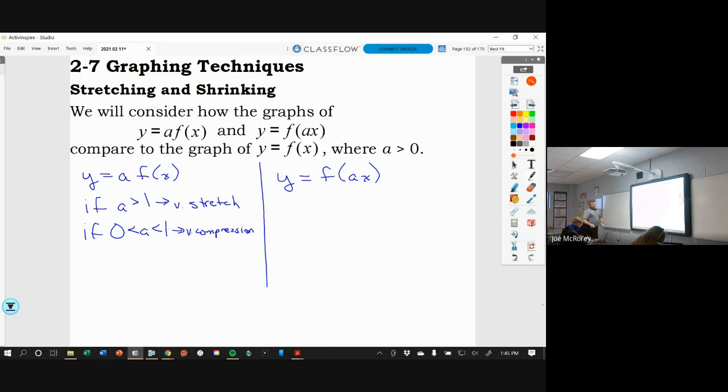So here, this is a weird thing. When you have a modification to a graph inside of a grouping symbol, like this is inside the parentheses, the change is actually opposite from what you would expect. So if a is greater than 1, that's going to lead to a horizontal compression.